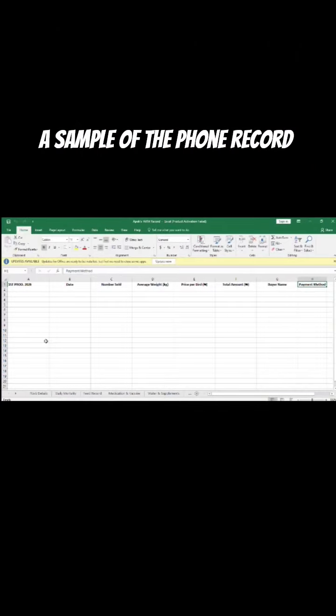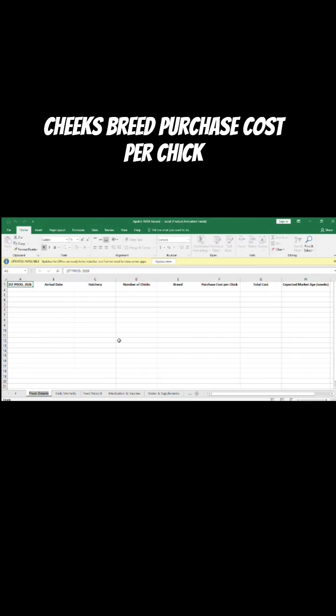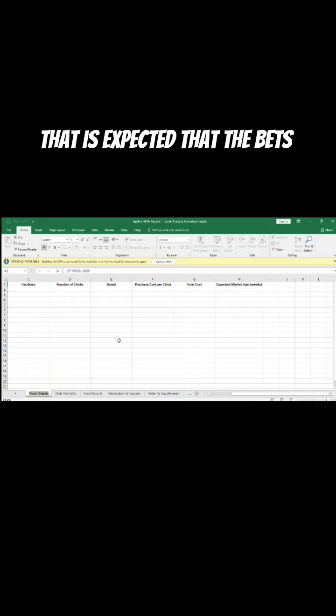And here's a sample of the farm record I made for Apple's Farm. The first spreadsheet is the flock detail. It shows the arrival date, the hatchery, the number of chicks, breed, purchase cost per chick, total cost, and expected market age. That is the expected date that the birds will be discarded.